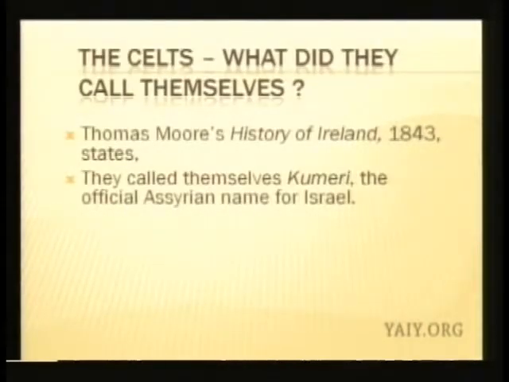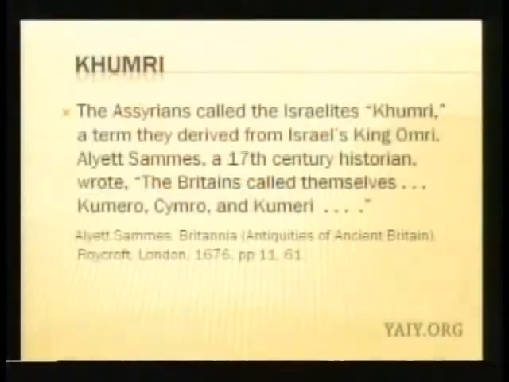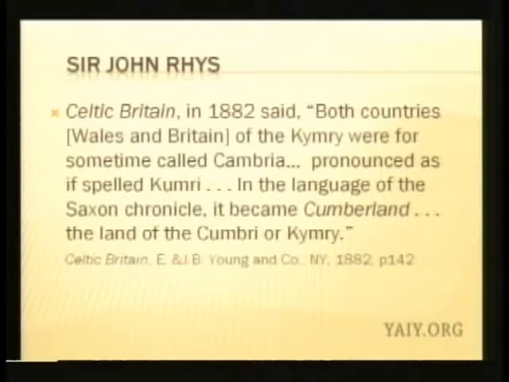Well, hey, what did the Celts call themselves? They called themselves Cumri, the official Assyrian name for Israel. The Assyrians called them Cumri, a term they derived from Israel's king Omri. Aylett Sammes, 17th century historian: the Britons called themselves Cumro, Cumro, and Cumri. Sir John Rhys: both countries, speaking of Wales and Britain, of the Cumri, were for some time called Cambria, pronounced as if spelled Cumri. In the language of the Saxon Chronicle, it became Cumberland, the land of the Cumbri or Cumra.